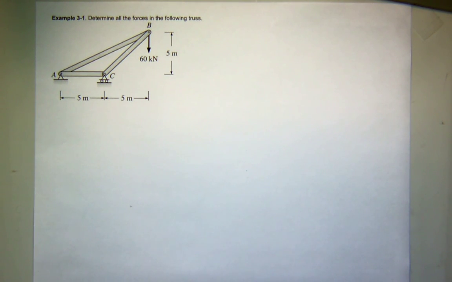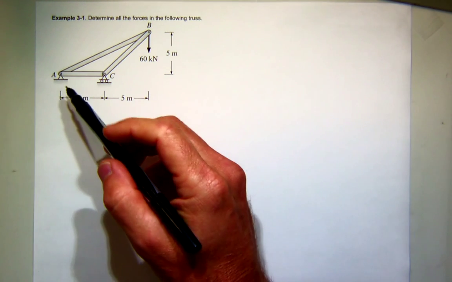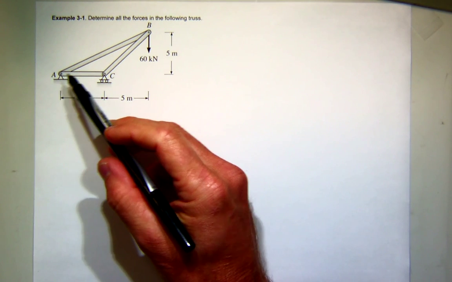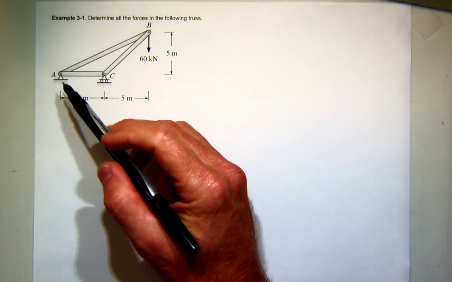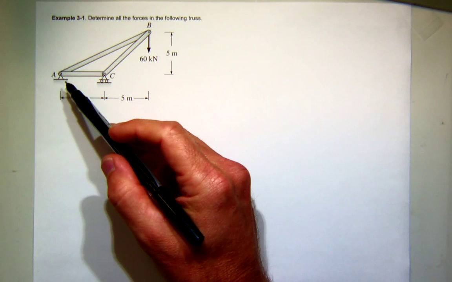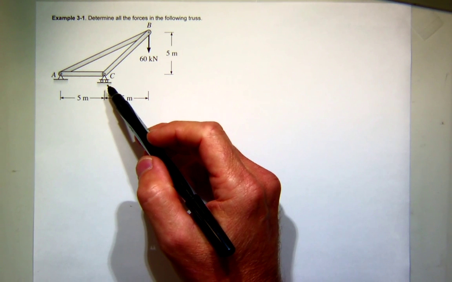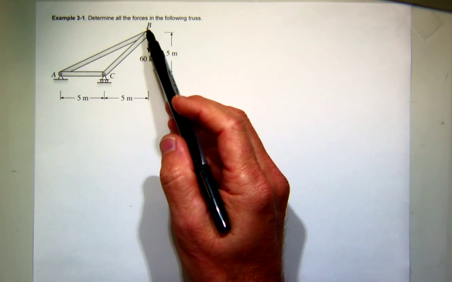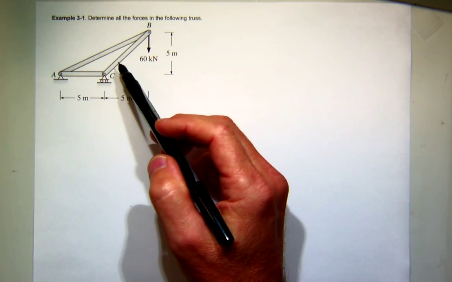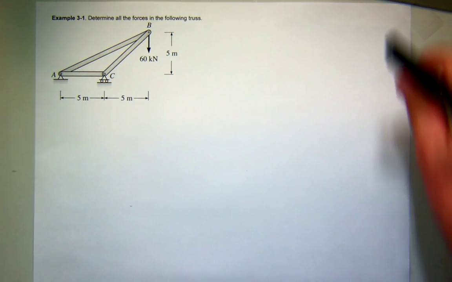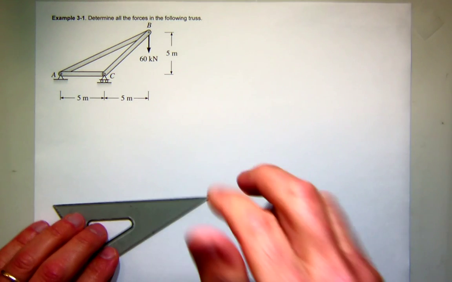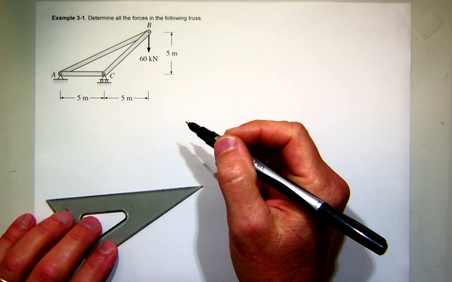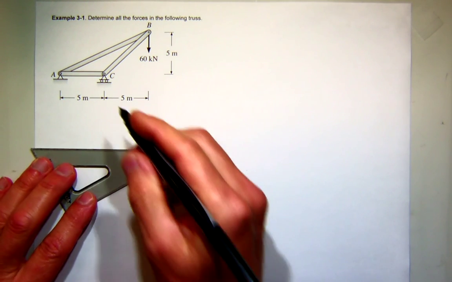Following the process we just discussed a minute ago, what I would do first is draw a free-body diagram of the whole structure, find the reactions at A, the reactions at C, and then go back and look at the three joints, A, B, C, and determine the three bar forces. So I guess the first step would be to find the reactions. So I'll do this here.